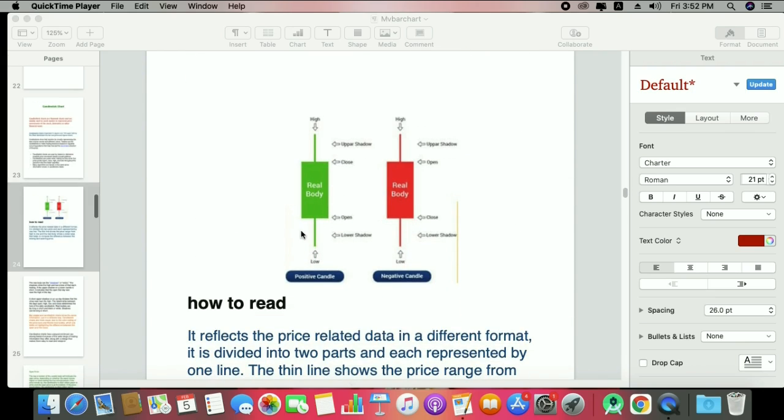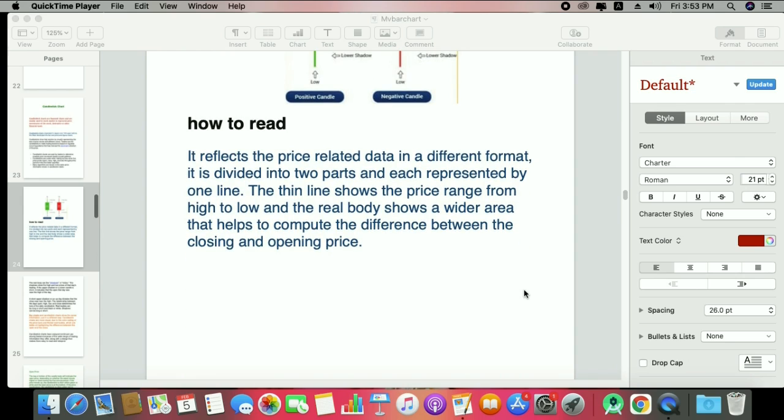So first, the most important part is the real body. Whenever there is a rise, this is the open and this is the close. But whenever there is a down move, the open and close are in the red body. So number one is the body, number two is the upper shadow, and number three is the lower shadow. The lower shadow shows the low price and the upper shadow the high price. In green, this is the open and this is the close, while in red this is the open and this is the close. These important terms you have to note.